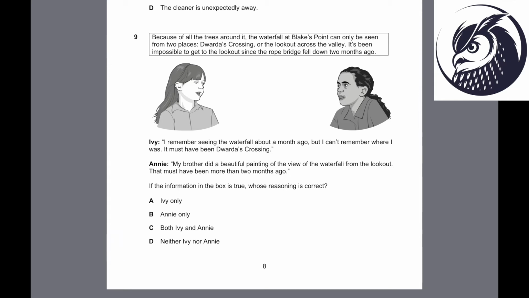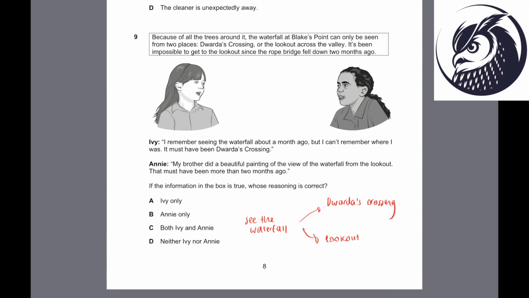Okay, so we know to see the waterfall, there's 2 ways. There's 2 places that we can see the waterfall. There's 2 options. You can either see it from Dwada's Crossing, or you see it from the lookout across the valley.